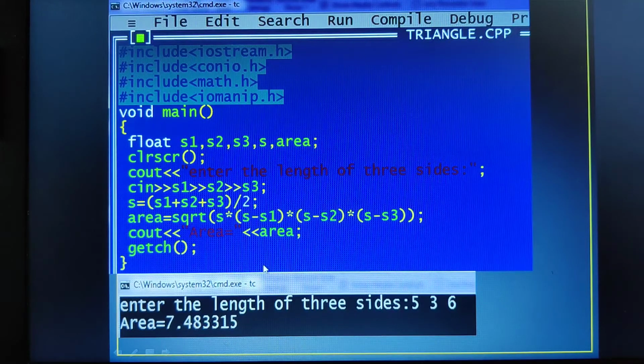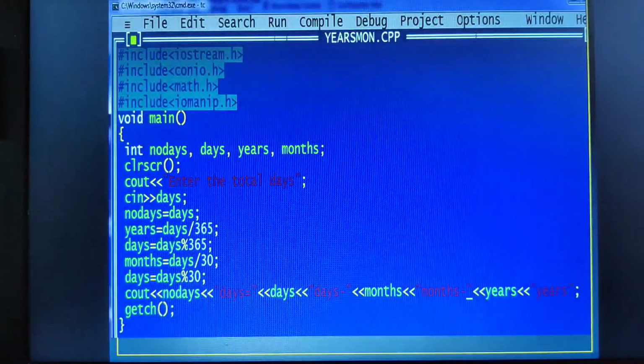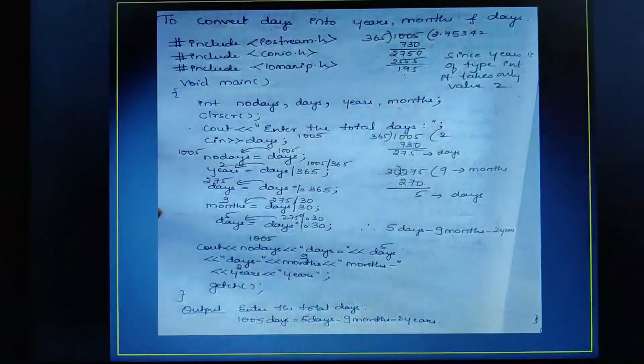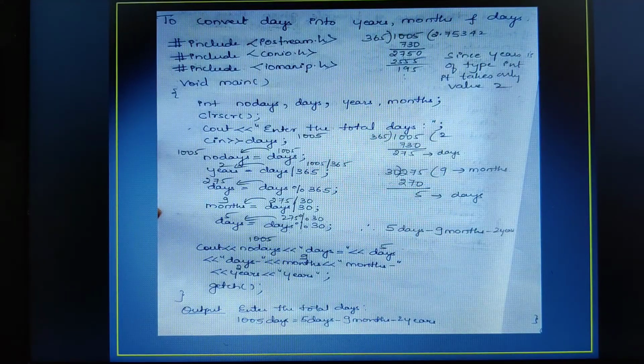Moving on to the next program here. That is a program to convert days into years, months and days. Now if I am giving the question like enter the number of days, and if I am giving the number of days as 1005, in 1005 days, how many days are there, how many months will come and how many years will come? So that is what the program is all about.